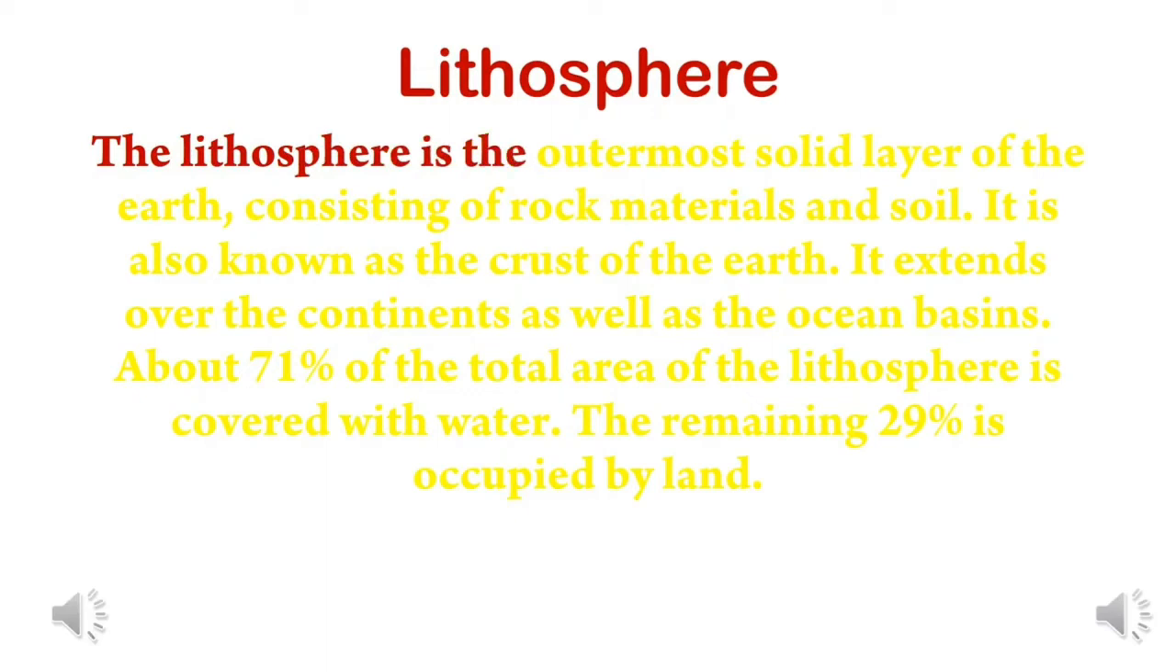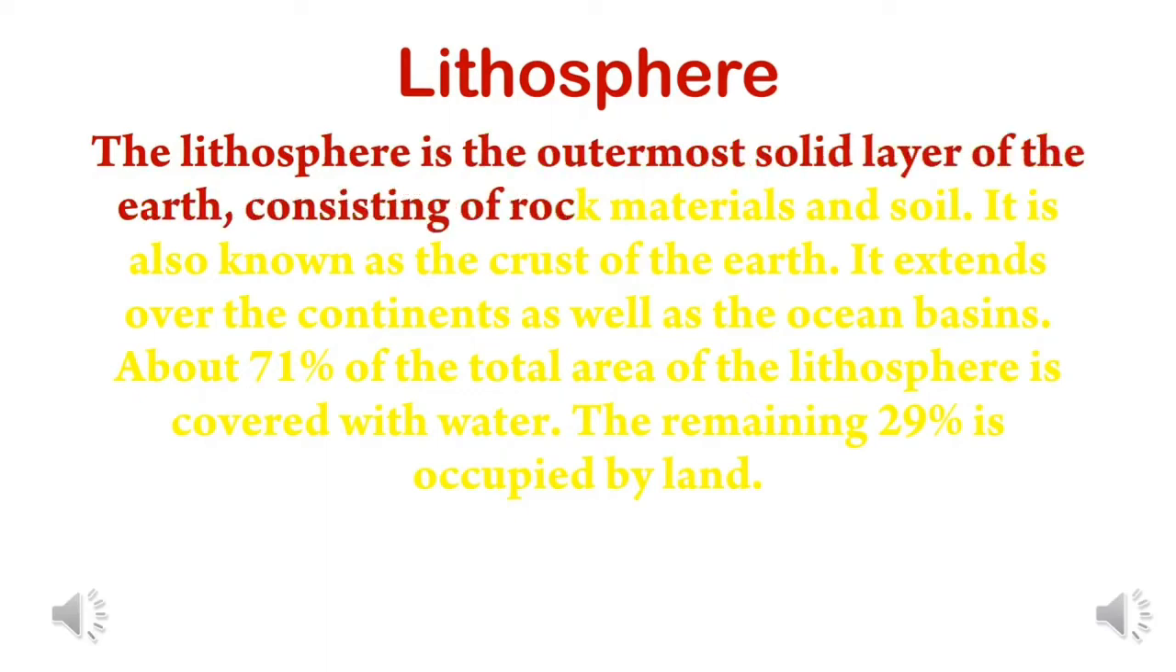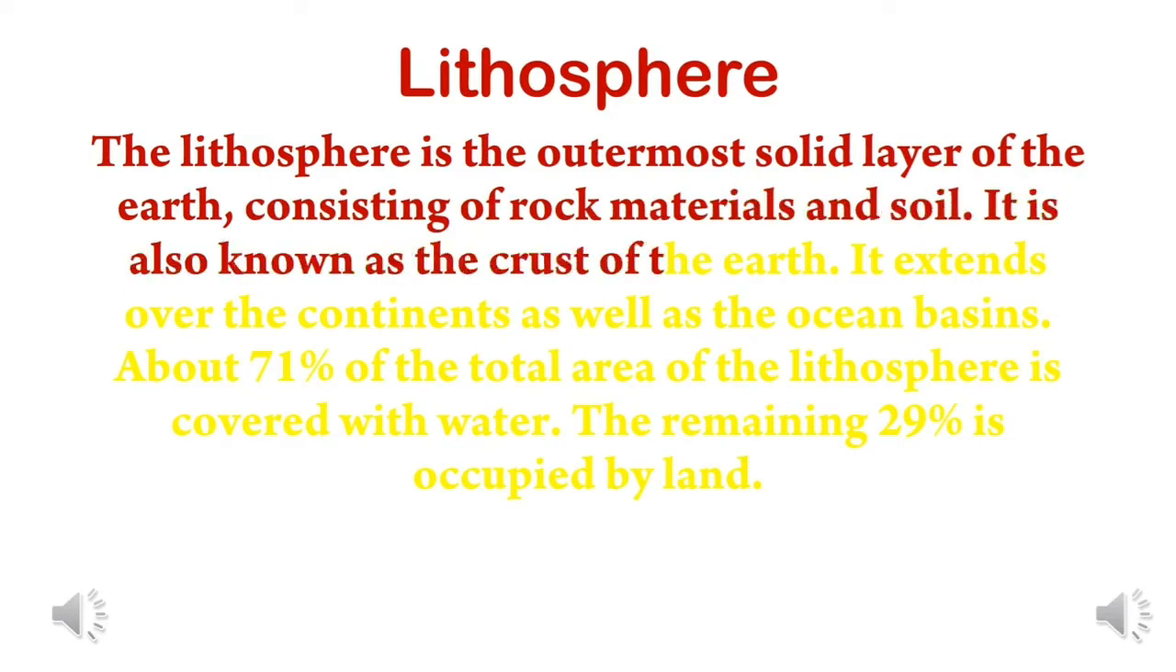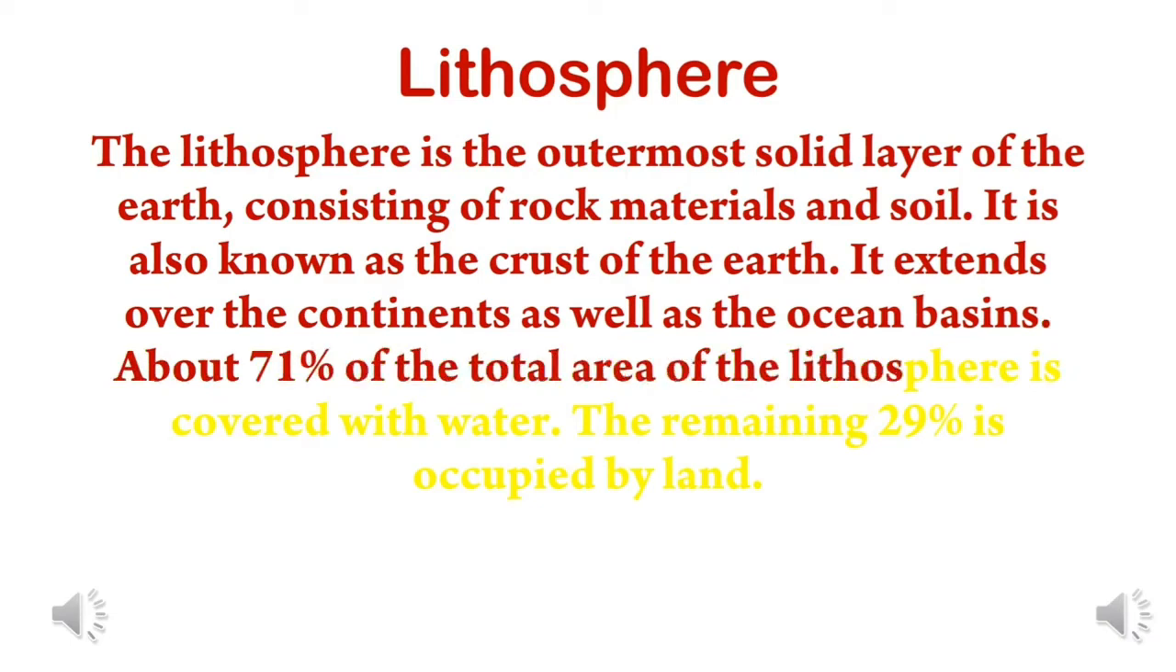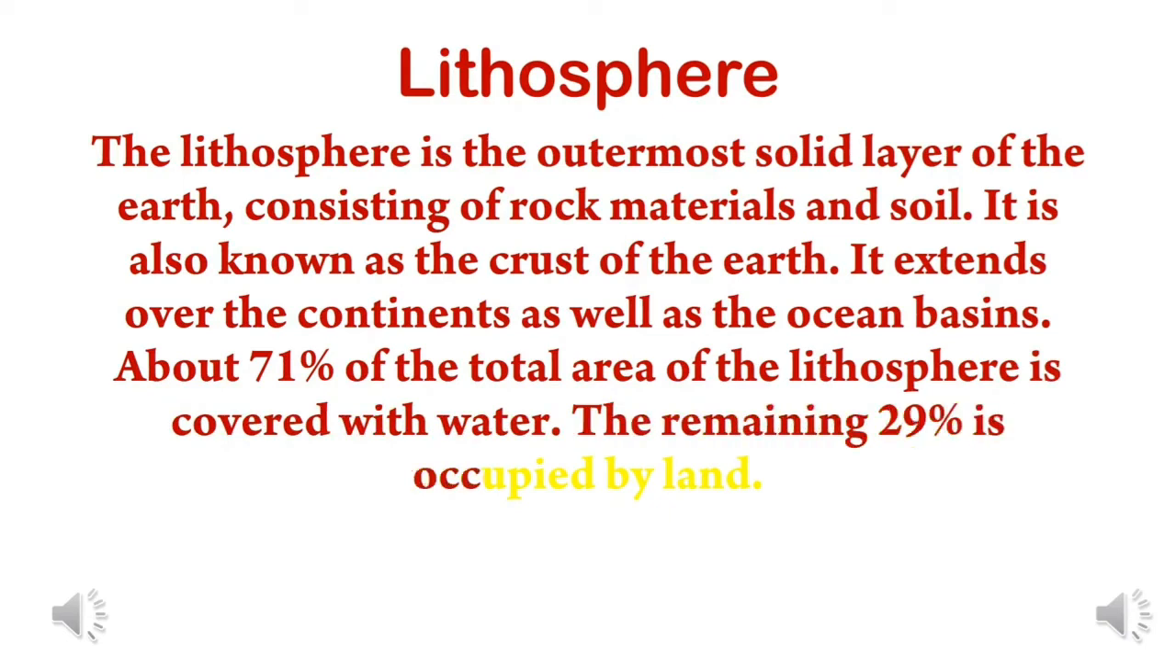The lithosphere is the outermost solid layer of the earth, consisting of rock materials and soil. It is also known as the crust of the earth. It extends over the continents as well as the ocean basins. About 71% of the total area of the lithosphere is covered with water. The remaining 29% is occupied by land.